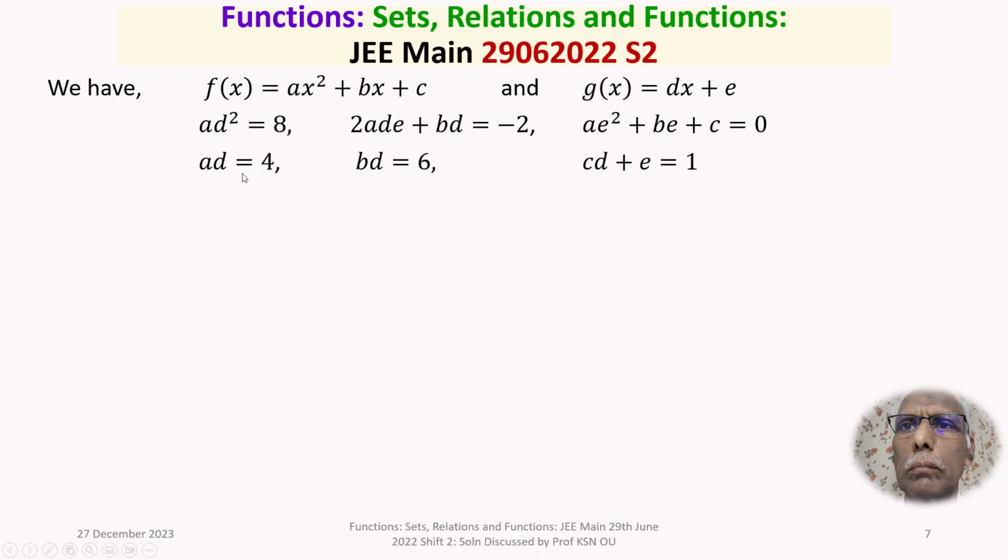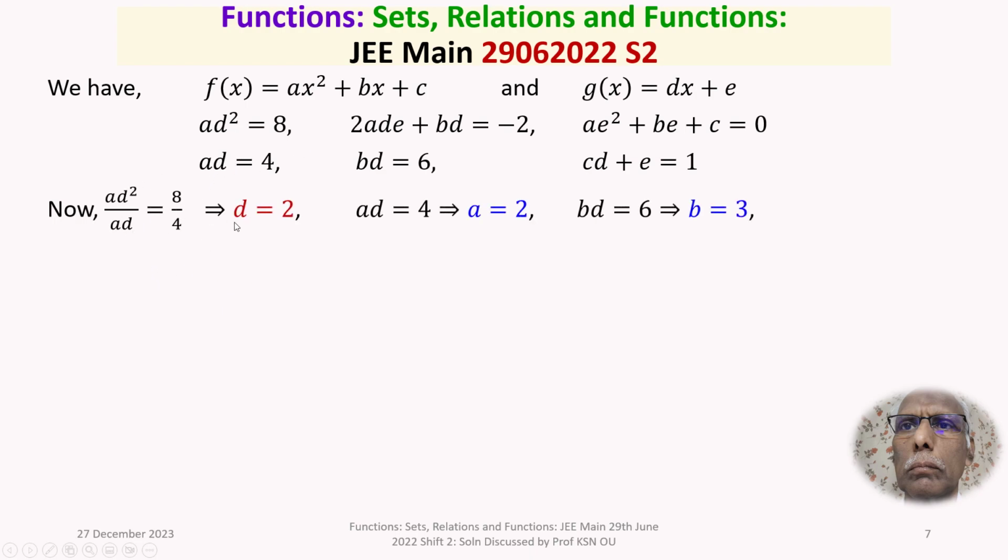So having obtained the value of D is 2, substitute in BD is equal to 6. D is 2, B will be 3. Like that you will be going on getting the values. So AD square by AD is 8 by 4, that is D is equal to 2.